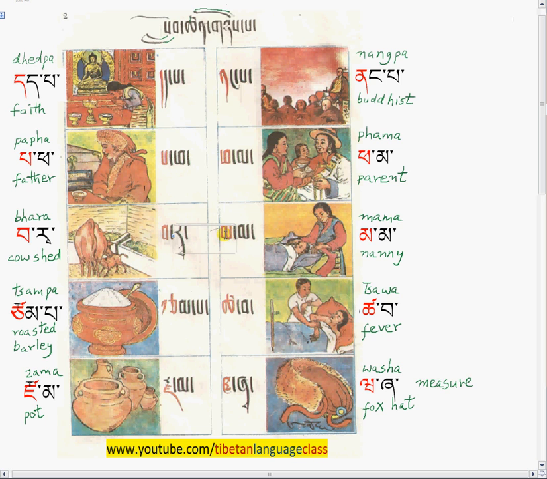And then the next word is mama. And how it's pronounced, written in English. And then the meaning, mama means nanny. And the next word is ra. This character right here is ra.